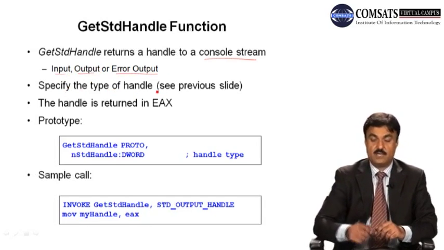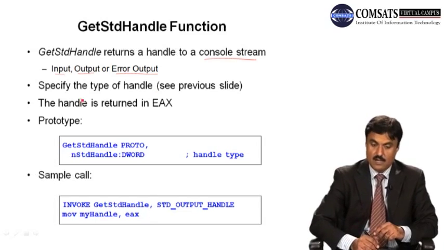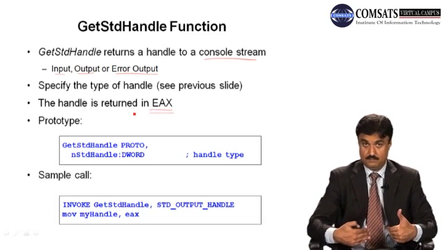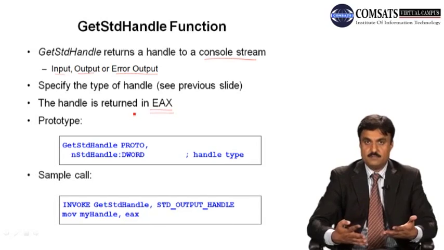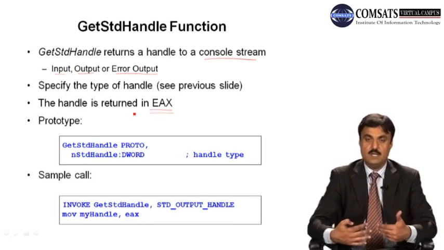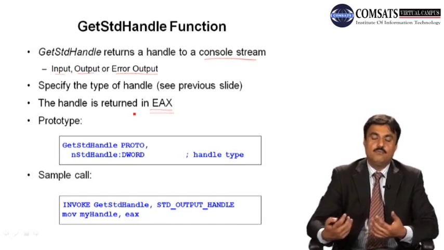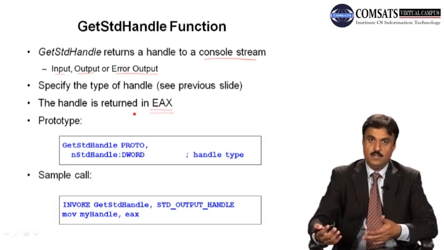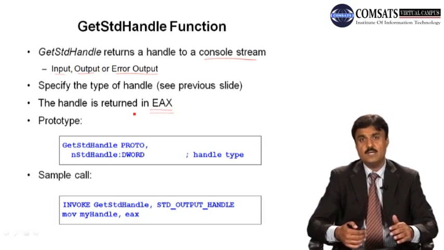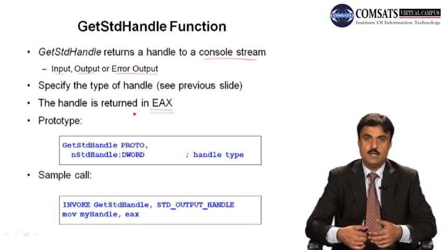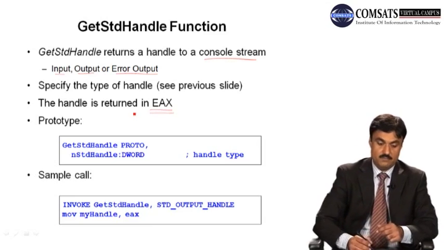As we saw in the previous slide, it can be input, output, error and so on. The handle is returned inside the EAX register. So for example, first we request the type of handle that we need, then we will receive this handle inside the EAX. Now we have to store that handle in some variable, so that in the next assembly statements we can use that handle.